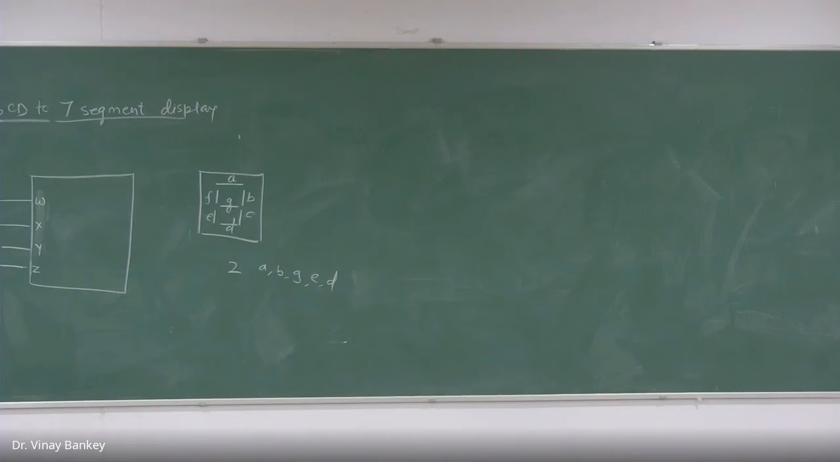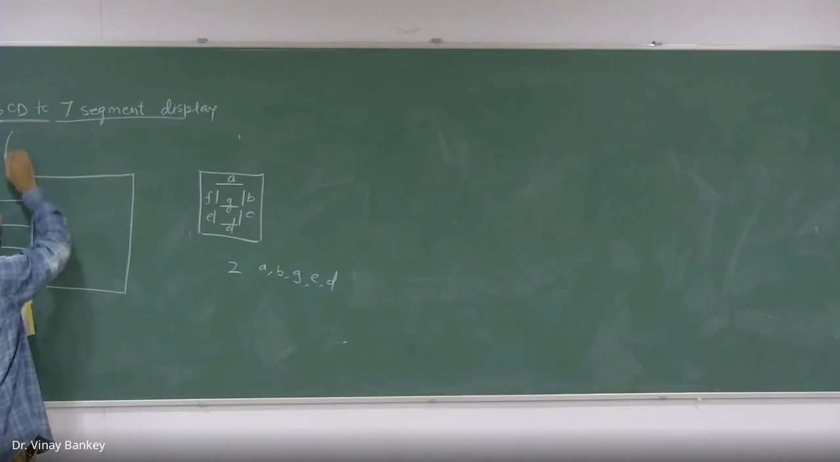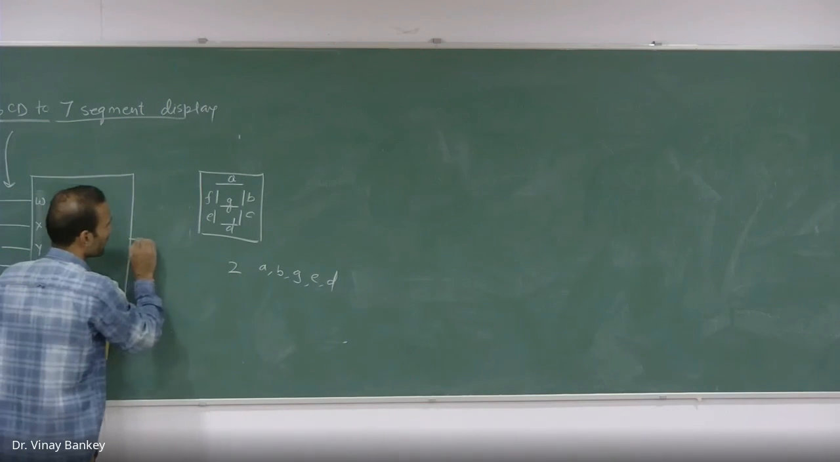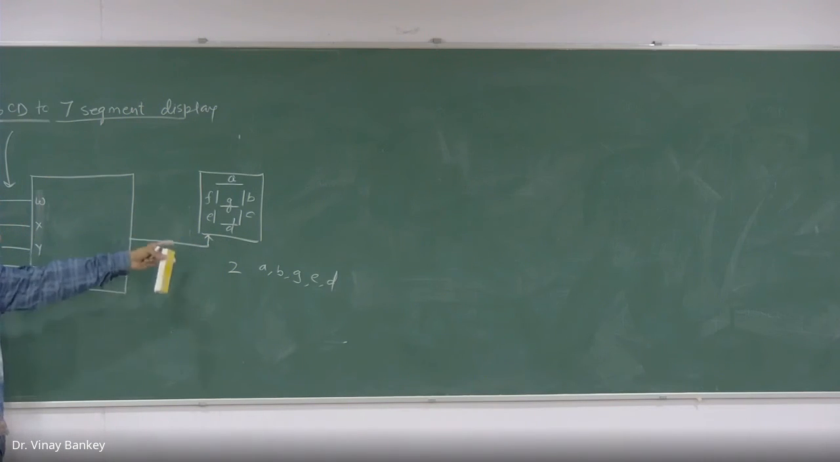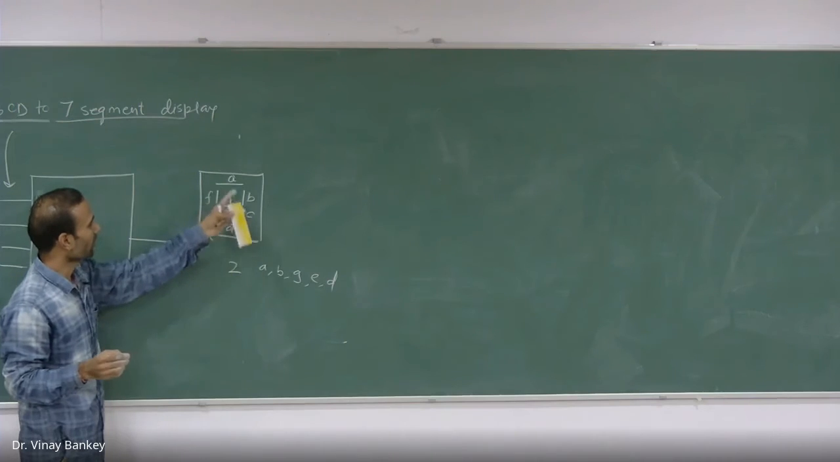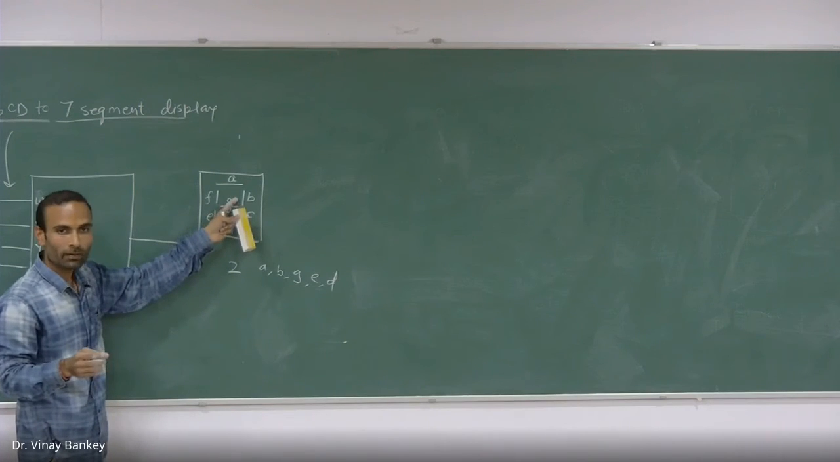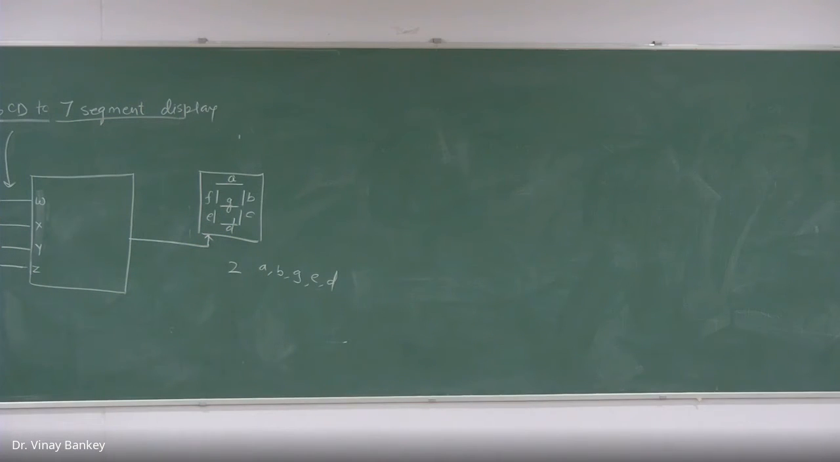Correct? So now we want to design a circuitry that takes input as a BCD number, and the output of this is connected to the 7-segment display, which shows the number according to the BCD input. Let's suppose I have 0, 0, 0, 0 at the BCD. So it should be representing 0. It means all the segments except this Z will be glowing. Correct? So now we'll make a truth table for this BCD to 7-segment display.